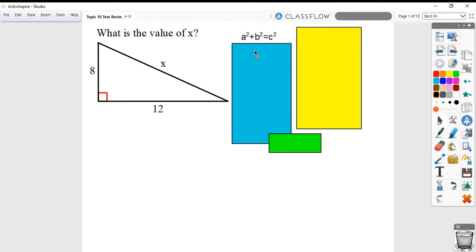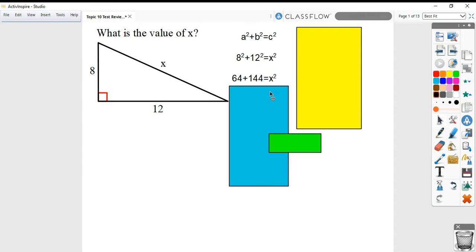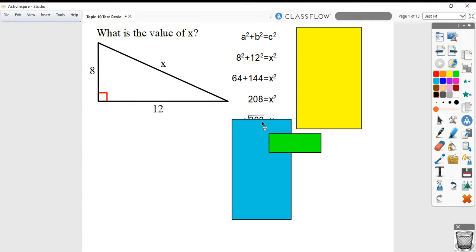Okay, so we plug in the numbers that we know. We know that the legs are 8 and 12, so that becomes 8 squared plus 12 squared. We know the hypotenuse is x, so that becomes x squared. After that, it's just a matter of simplifying and combining like terms. And then when you get down to right here, you have to take the square root. Okay, y'all have done this since middle school math, so I'm not too worried about it.